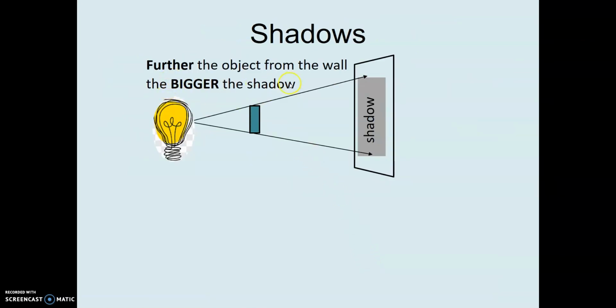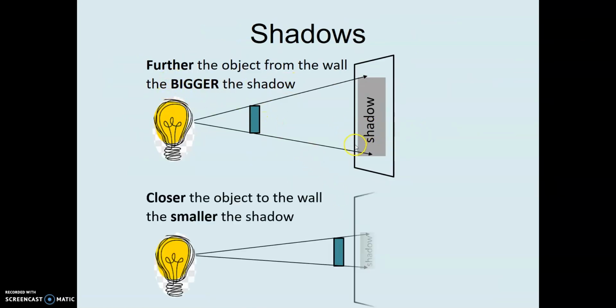The further the object is from the wall, the bigger the shadow. And the closer it goes, the smaller the shadow.